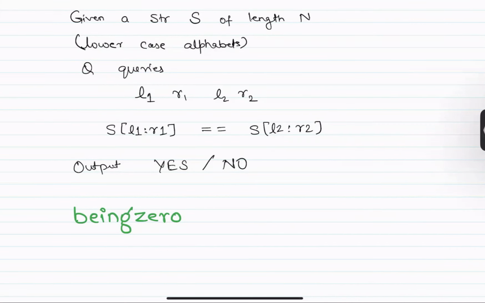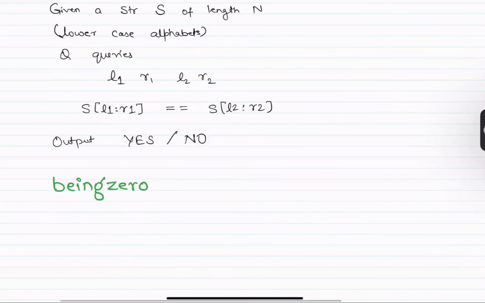Cool. So let's take a look at a few queries on this string. Let's say on this string, if I give you those queries, so let's say if I tell you 0 to 4 and 5 to 8, what is the answer for this query? Not equal. No. The answer for this, you're saying, is no.